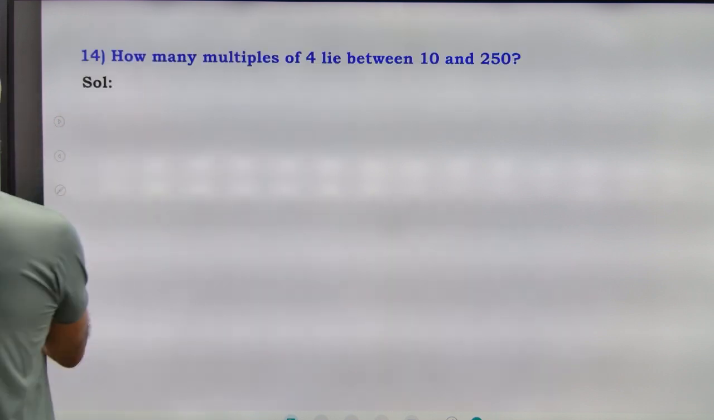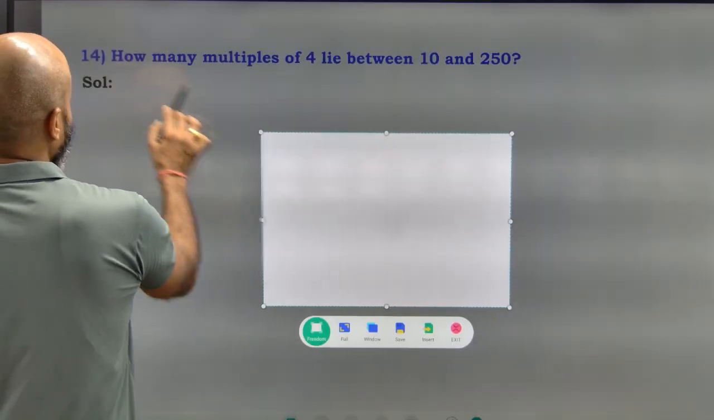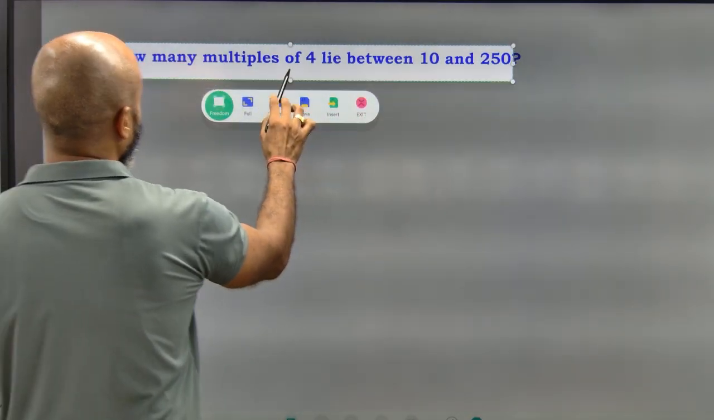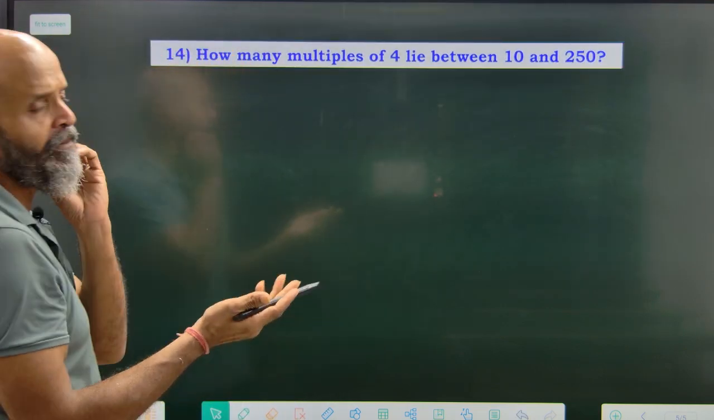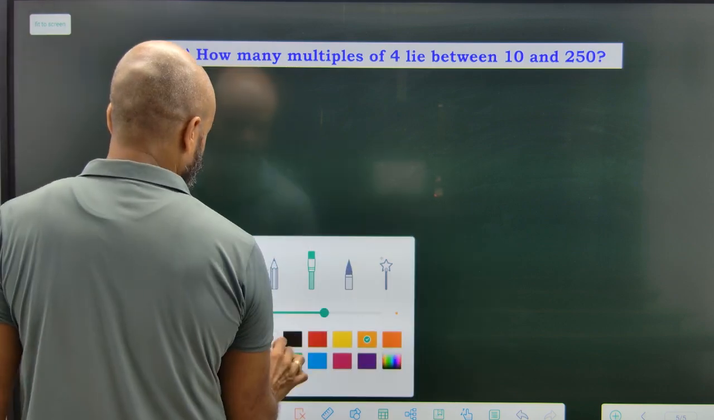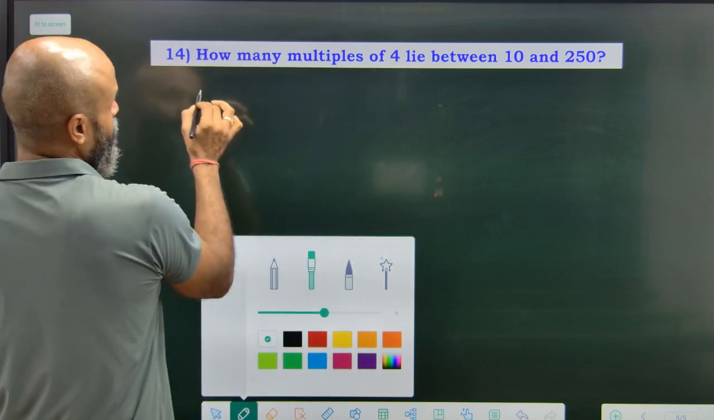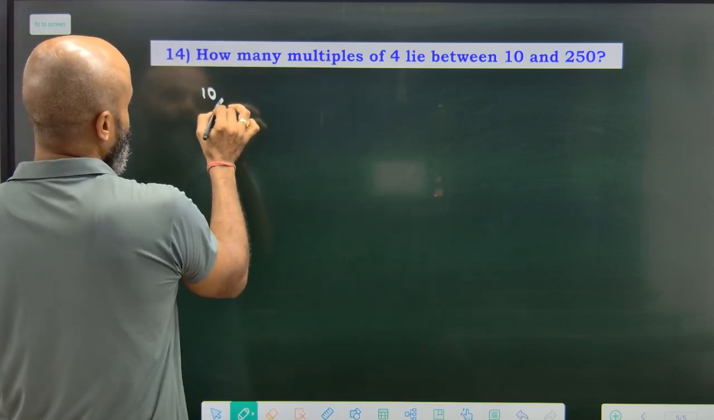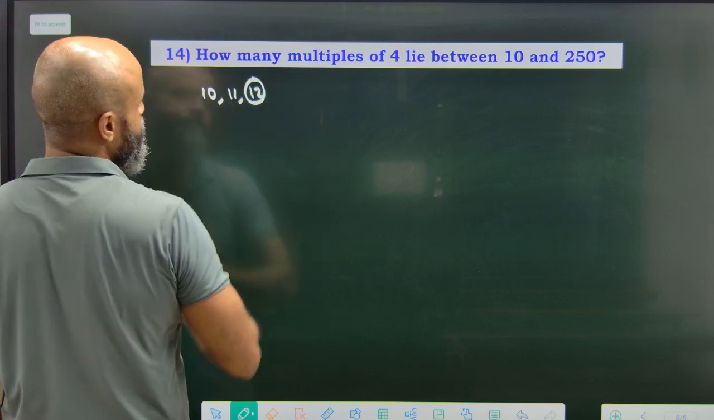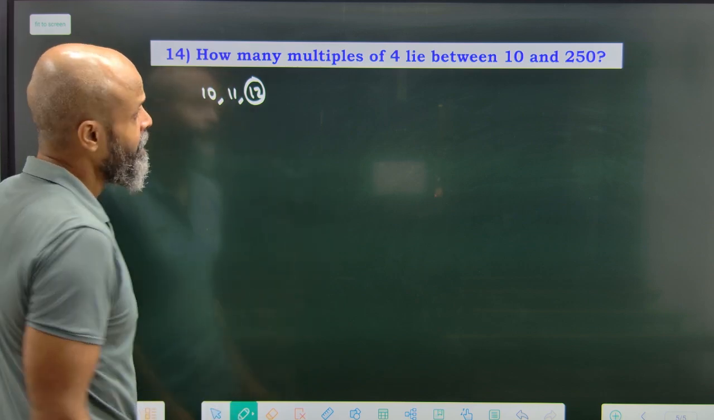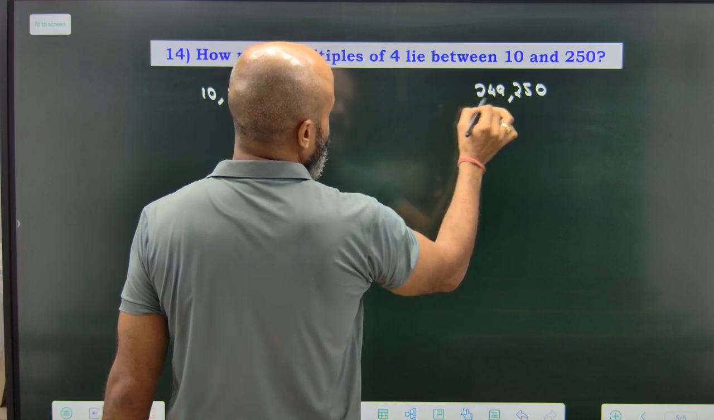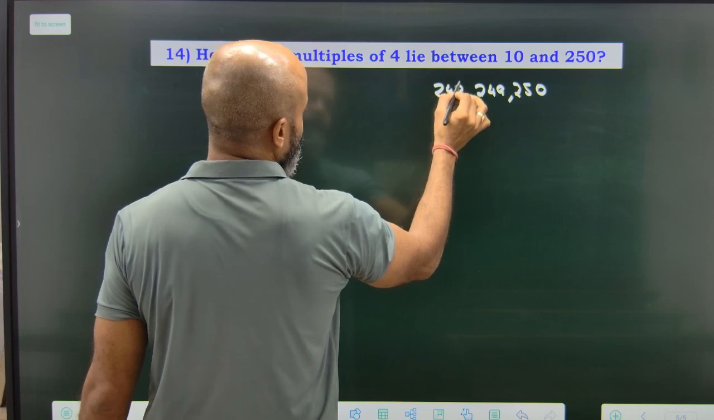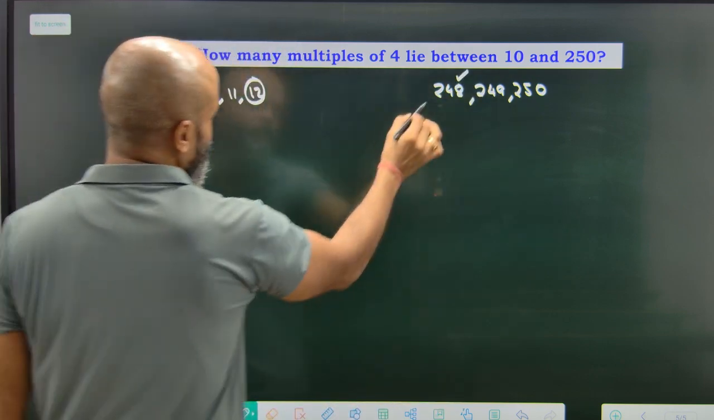How many multiples of 4 lie between 10 and 250? That is something that we have to basically find out. Let's bring this up here. After 10 it is 11, then we have 12. So the first multiple is 12, and 250 we know is not divisible by 4. Is 249 divisible? Certainly not. Is 248 divisible? Yes it is. So the last number will be 248.